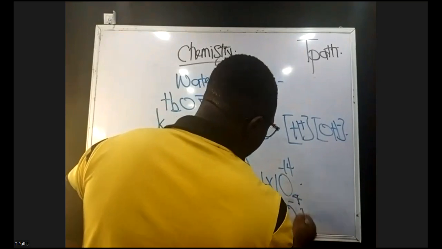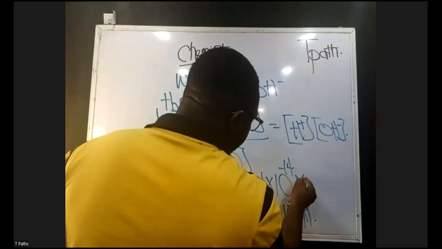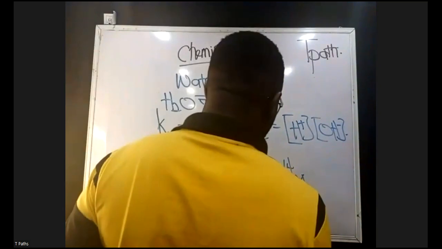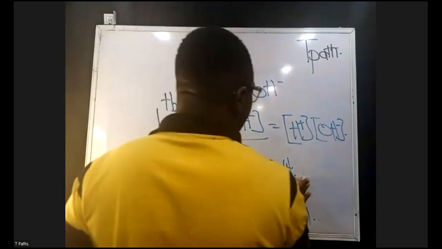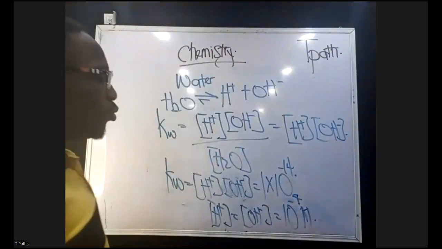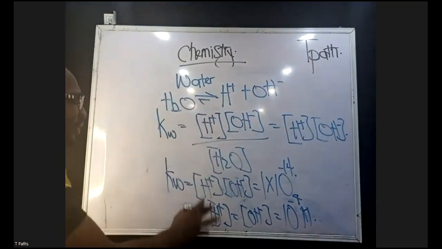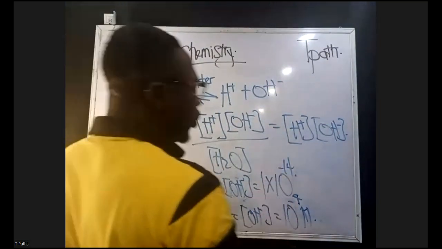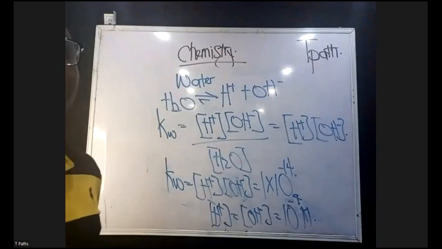10 raised to the power minus 7 molar. That is in terms of what? Concentration, molar. This is the amount of H+, this is the amount of OH-, and that is what hydrogen ion concentration is all about.